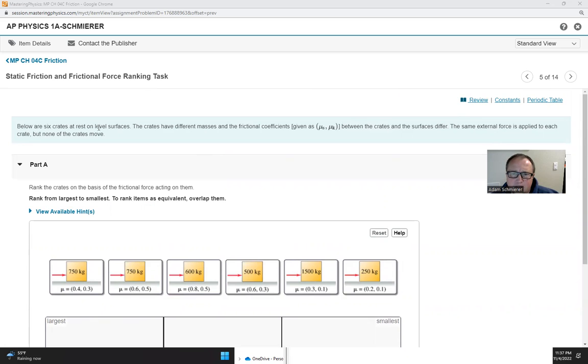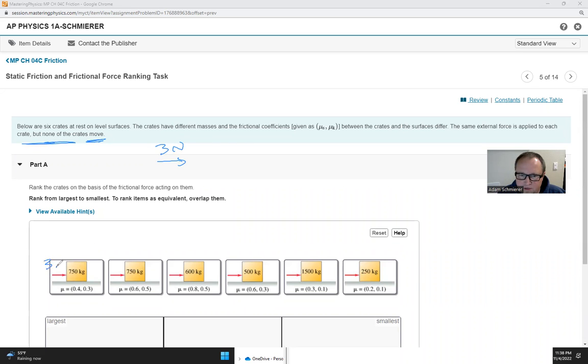Well, there are six crates at rest. The crates have different masses and different coefficients of friction, so they're all different roughnesses. The same external forces apply to each crate, but none of the crates move. Okay, you ready? None of them move. Okay, so let's create a make-believe number here. Let's say you push it with 3 newtons, but none of them move.